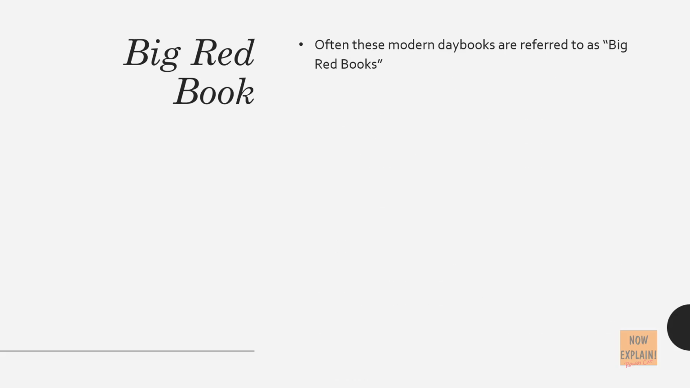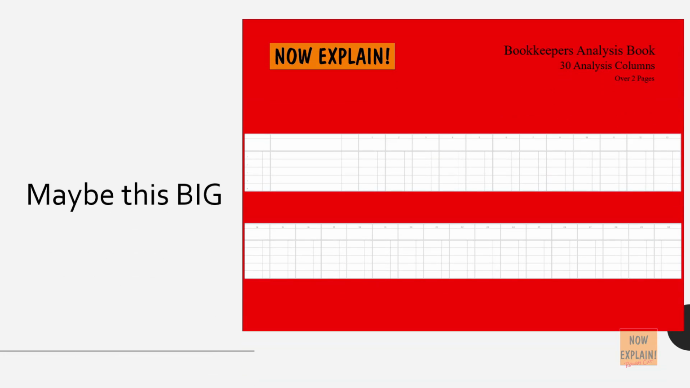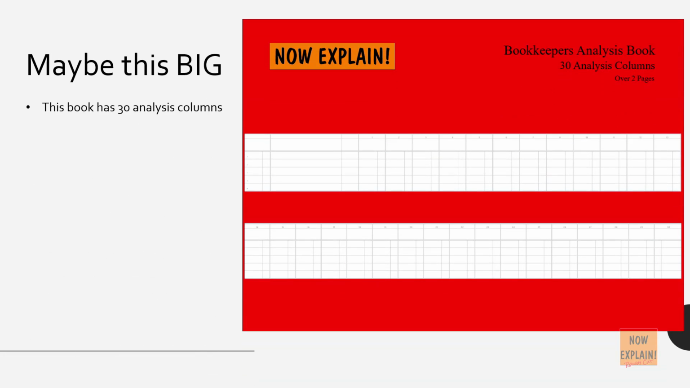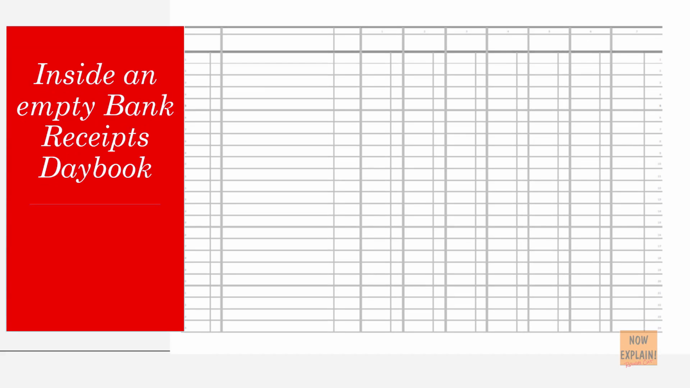Big Red Book. Often these modern day books are referred to as Big Red Books. Why Big Red Book? Because some of these red books can be very big. Why are they big? Depending on how many columns you need. More columns, bigger book. Maybe this big. This book has 30 analysis columns. The columns will be very narrow in this book. Inside, an empty bank receipts daybook.